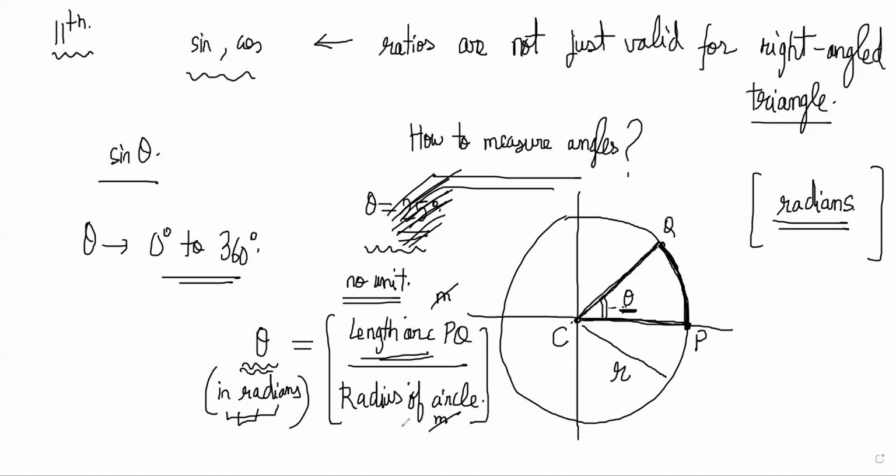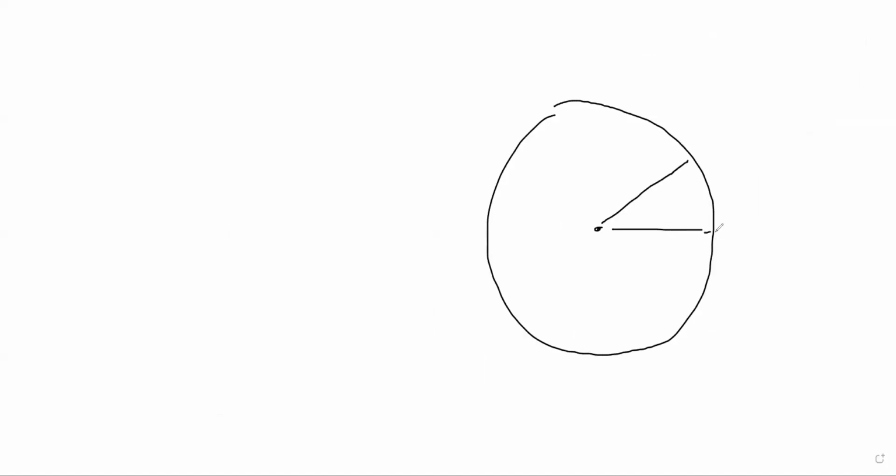Are you understanding? Yes. So from here, we get a new result. We get a new result that if I want to measure my angle theta in radians, it is equal to this length by the radius, right? Yes. This is like a definition. This is like how theta has been defined.